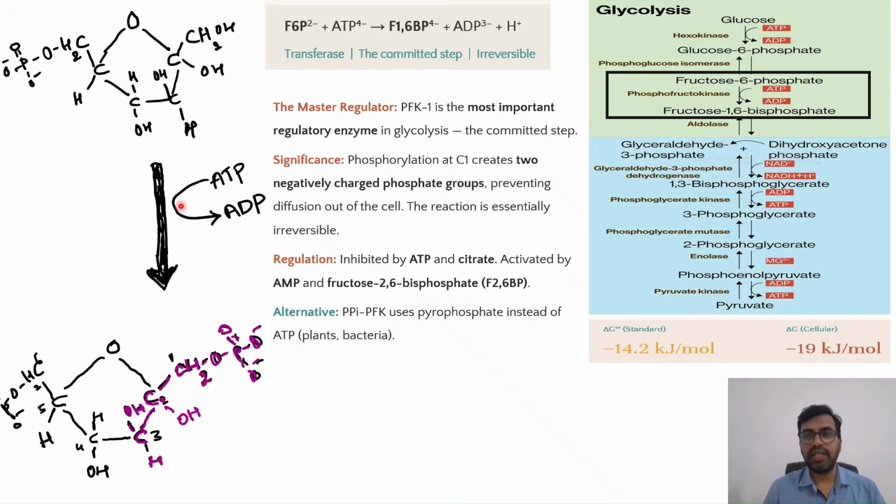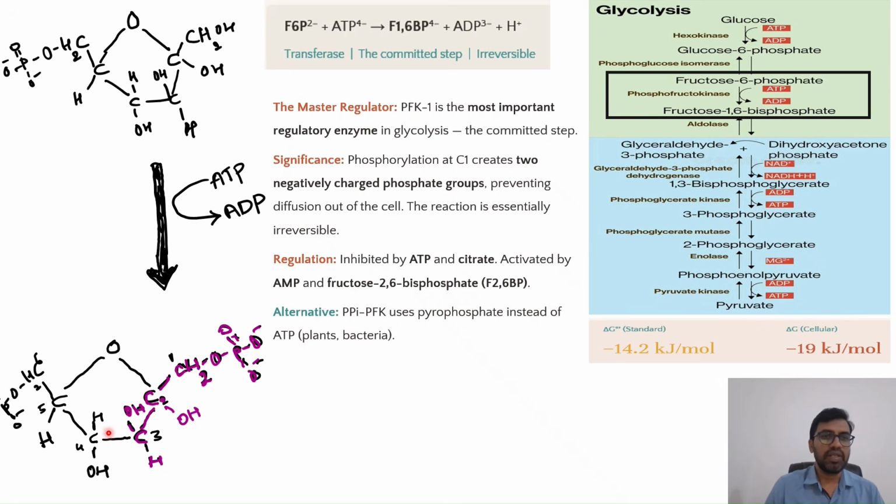Now, kinases are the enzymes I had told you about. These are the enzymes which transfer the phosphate group. What phosphofructokinase will do is take a phosphate group, the gamma or terminal phosphate group of ATP, and transfer that onto carbon number 1 of fructose 6-phosphate. When the phosphate group is gone, ATP will get converted into ADP. Now, this molecule will become fructose 1,6-bisphosphate.